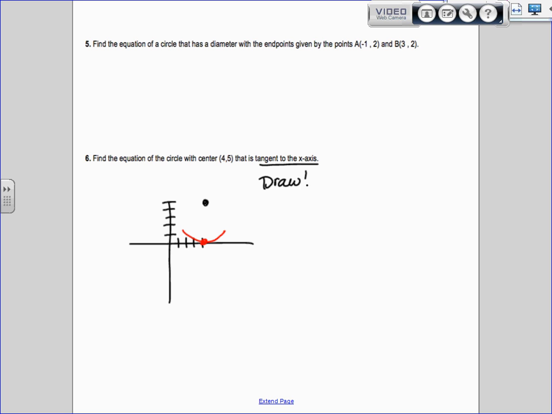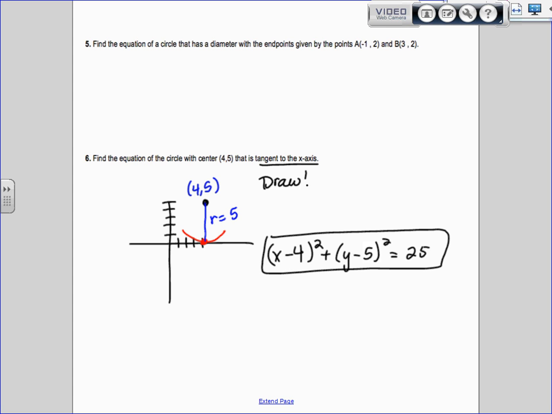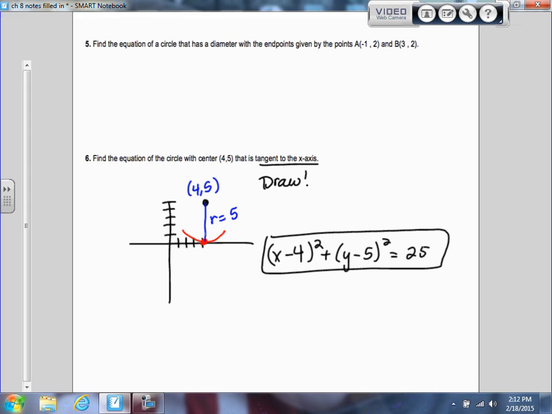Does that make sense? You're going to have part of your circle just barely touching the x-axis. How big is your radius then? 5. Does that make sense? This is your center, 4, 5. So your equation of your circle, you do your x minus h squared plus y minus k squared equals r squared. So we get that. So whenever I say tangent to the x-axis or the y-axis, you can draw it out. What if I had said tangent to the y-axis? What would my radius be then? 4. So you'd have 16 at the end, but otherwise it'd be the same. All right, questions?